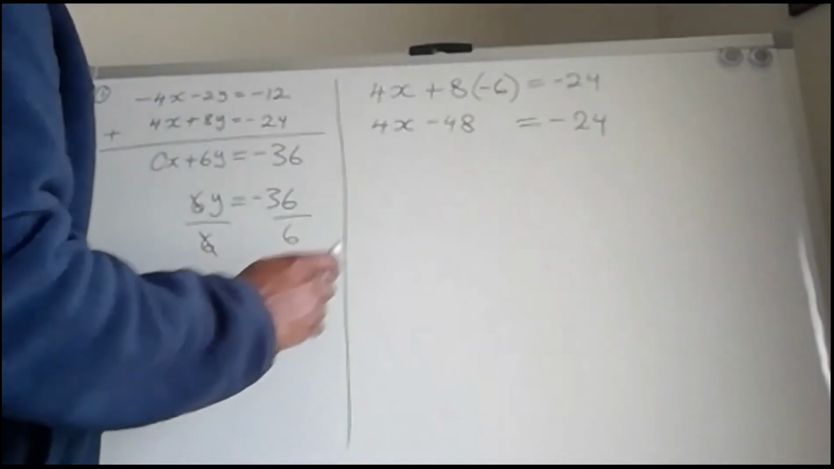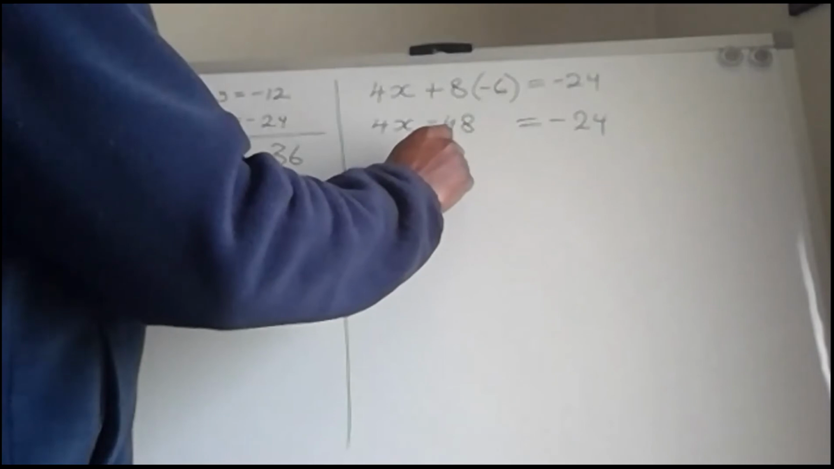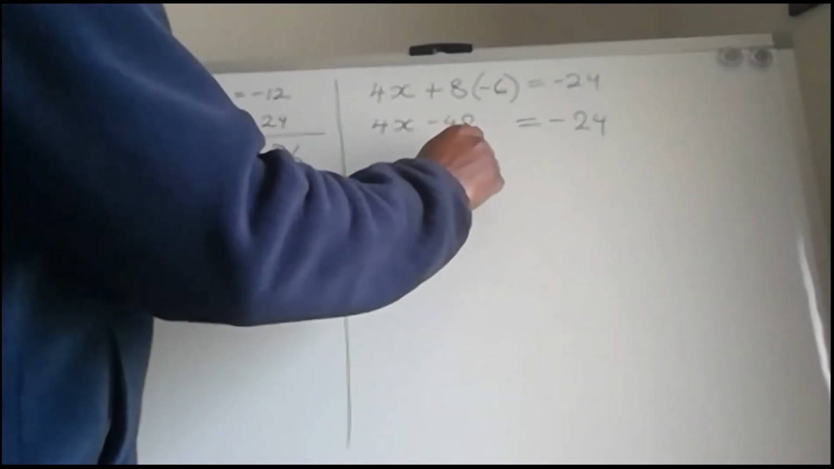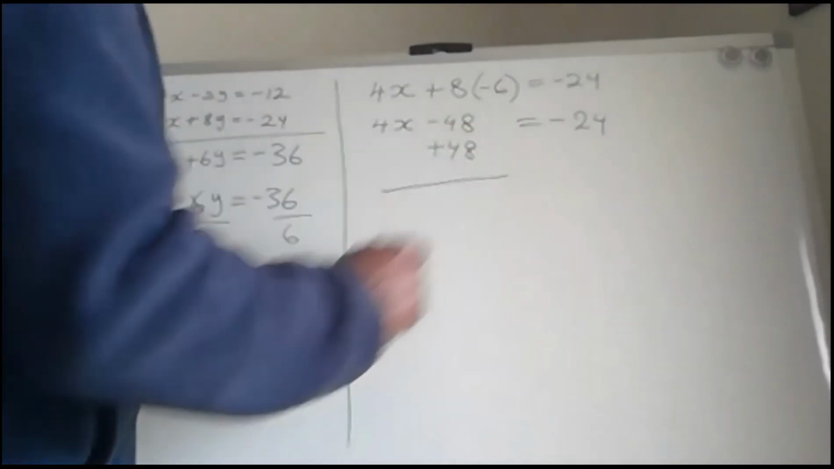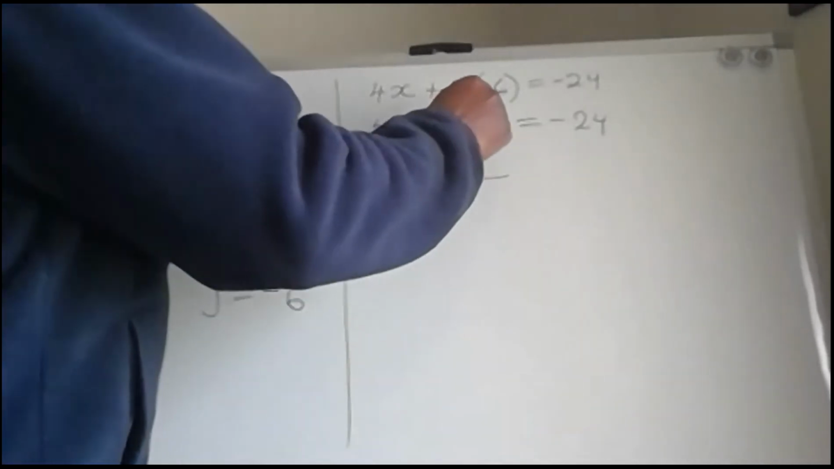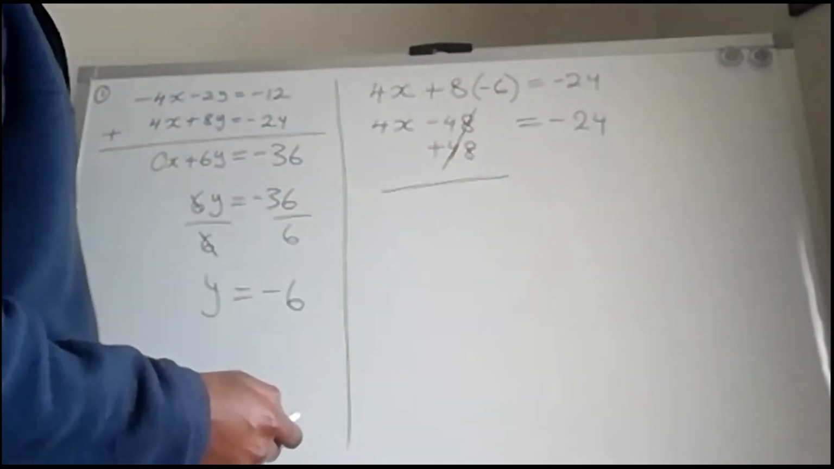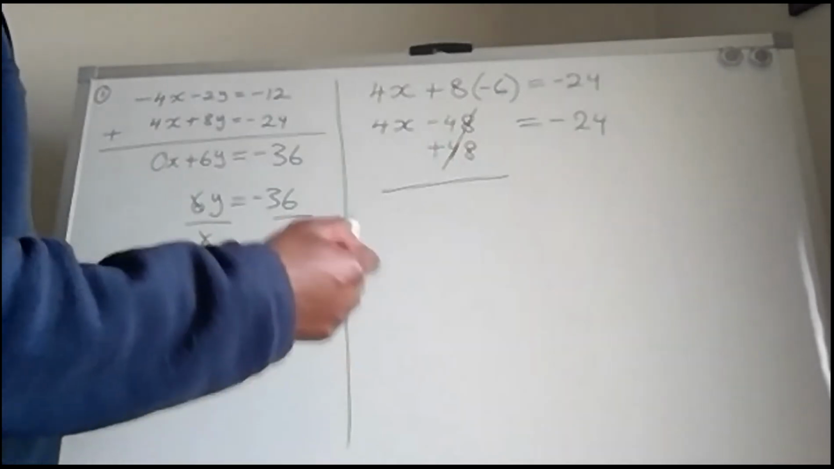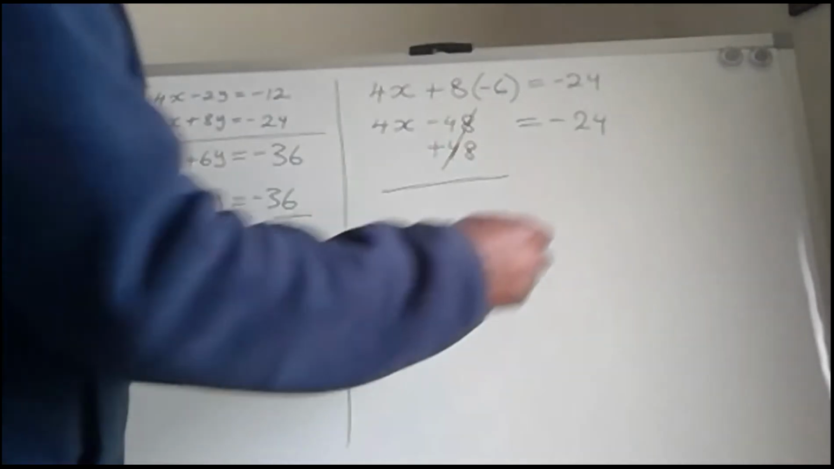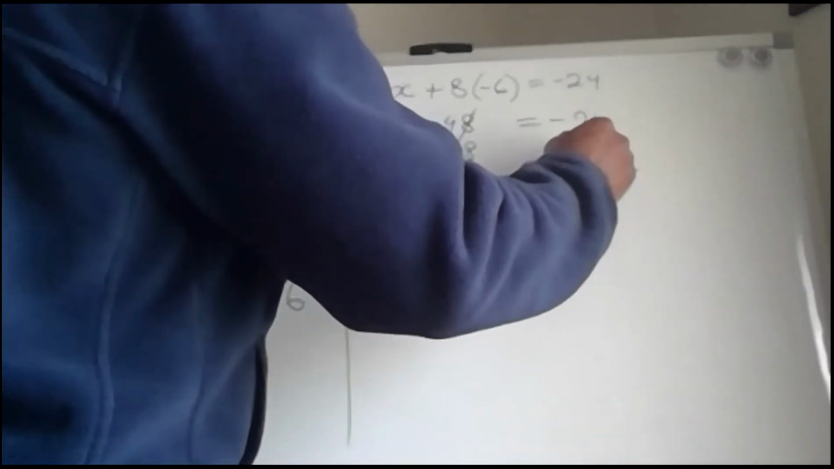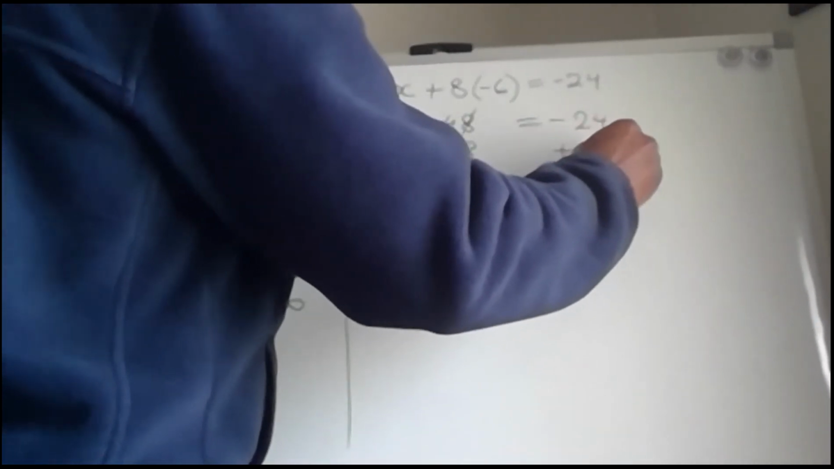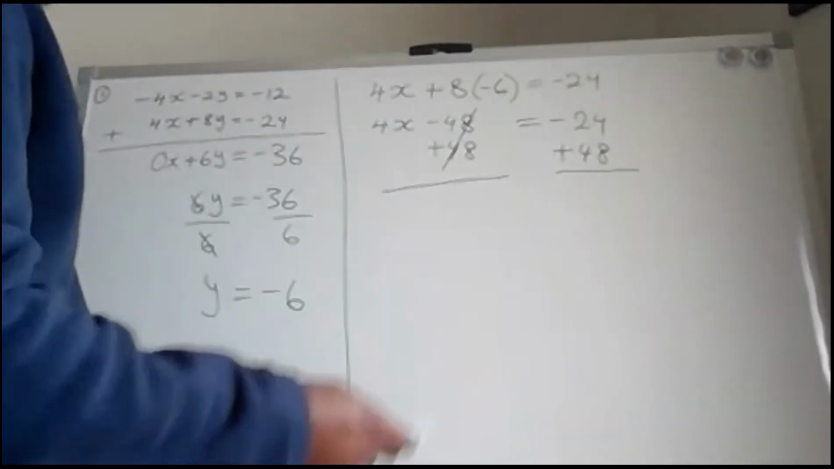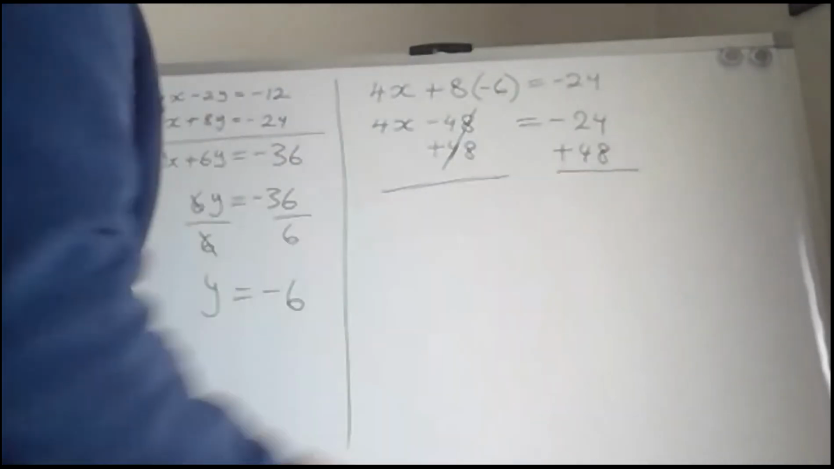The only thing I can do here that will make this 0 is to add 48. Because when I add 48 to -48, I get 0, which is what I want. And because we're dealing with equations, whatever I do to one side, I have to do to the other side. So I am also going to add 48 to this side, okay? Because I add 48 here, I have to add 48 here as well.